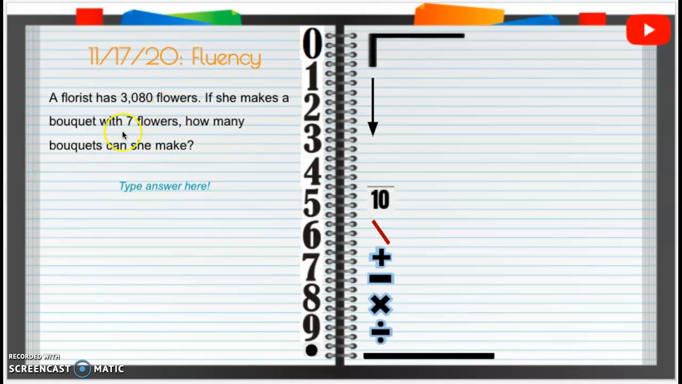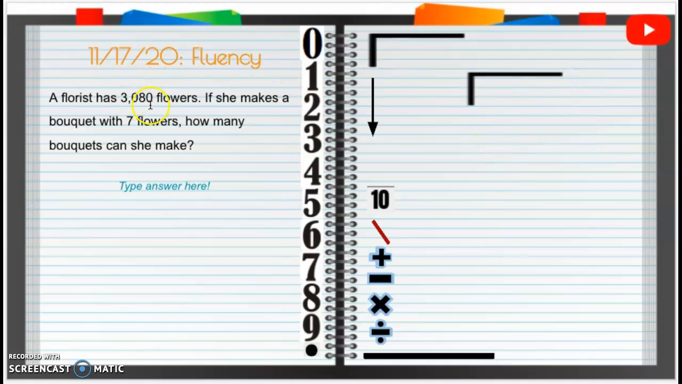So if she makes bouquets with 7 flowers in each of them, but she has 3,080 flowers, how can we figure out how many bouquets she can make? So we can actually divide here. So I'm going to put our little division bar here.